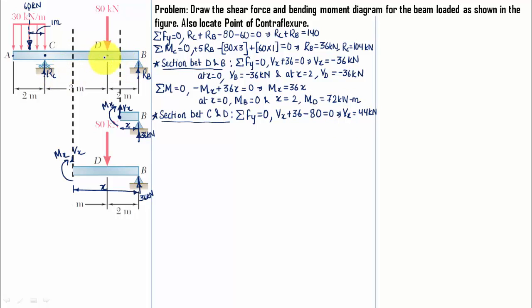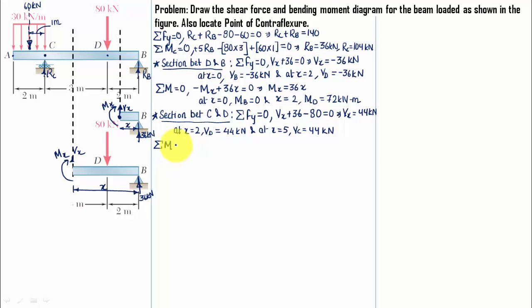So again, the shear force value between C and D is independent of x. It doesn't matter what the value of x is, from 2 to 5, the value of shear force is going to remain the same, that is 44 kilonewtons. So essentially at x equal to 2, shear force at D will be simply 44 kN, and at x equal to 5, shear force at C will be again positive 44 kN. Now we'll try to find the bending moments at D and C.